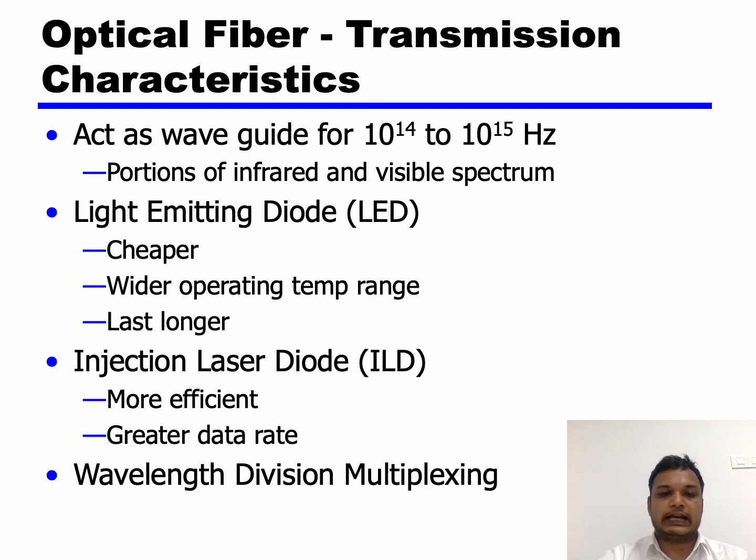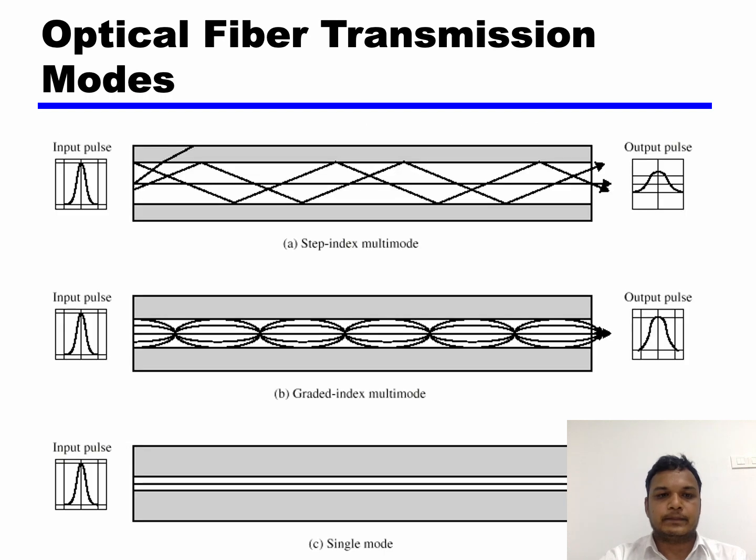Optical fiber transmission characteristics: it acts as a waveguide for 10 to the power 14 to 10 to the power 15 hertz portions of the infrared and visible spectrum. It uses a mechanism called the light emitting diode. It is cheaper, has a wider operating temperature range, and lasts longer. The injection laser diode is more efficient and gives a greater data rate, using wavelength division multiplexing. These are the three categories of optical fiber transmission: step index multimode, graded index multimode, and single mode transmission.